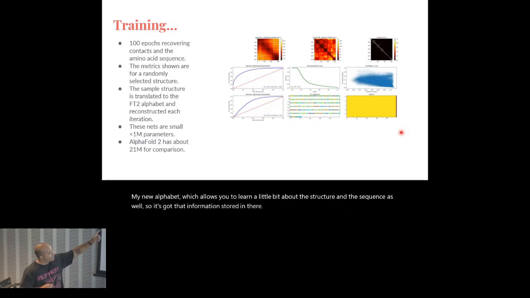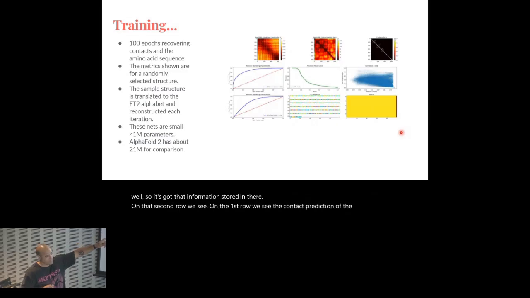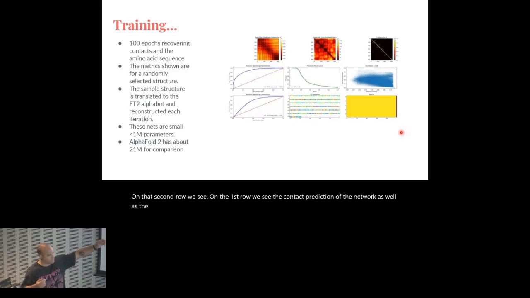On the first row, we see the contact prediction of the network, as well as the original fold distance matrix and the contact points, but they're very close to the diagonal in this case.